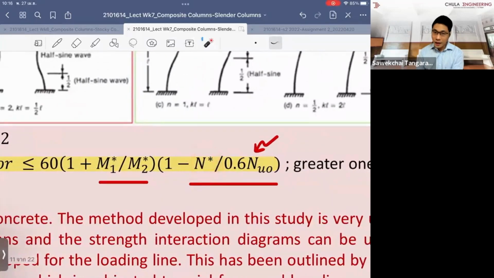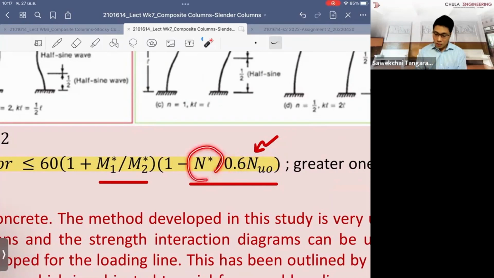And then you extract the N star, which is the axial force. So they want to look at the ratio of the applied axial force to the capacity at the squash load. This is the squash load, right? So it's a pure axial force, and you reduce it by 60%.